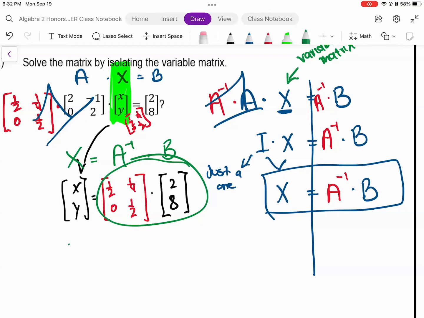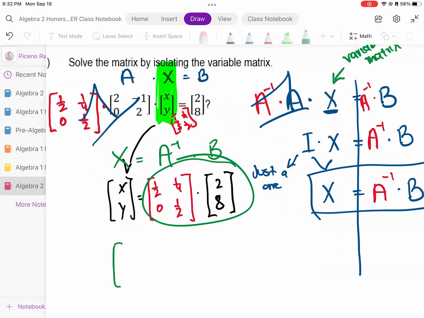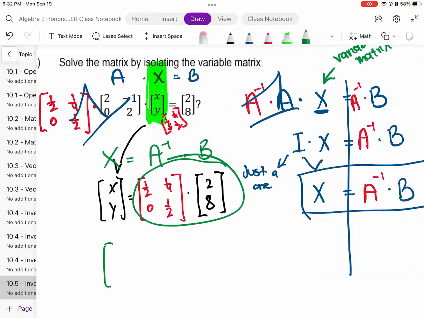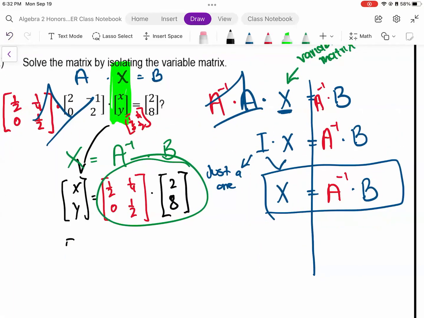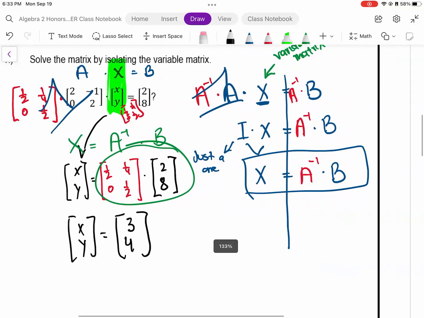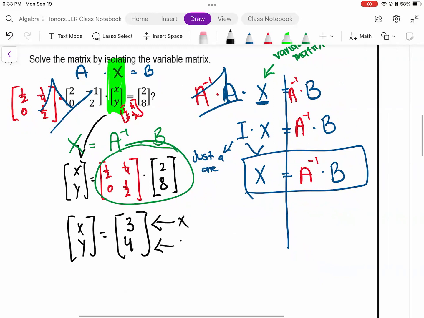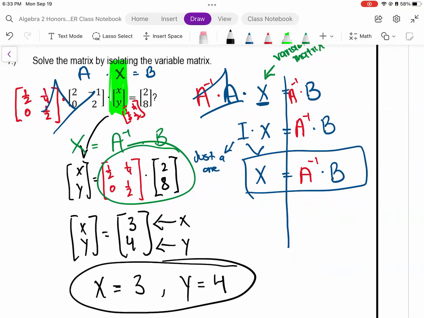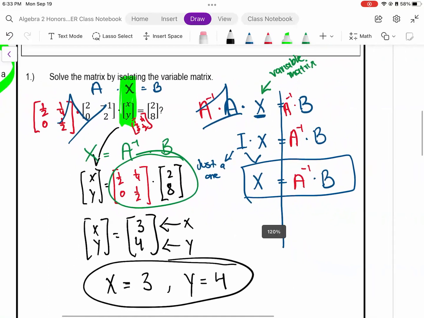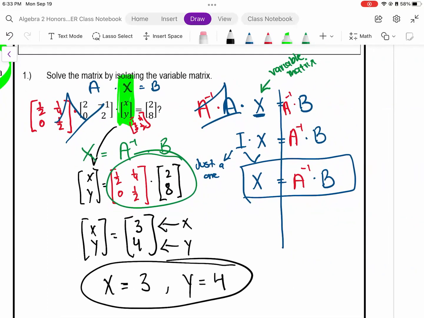Now that I did that with the calculator, it seems like the result, oops, sorry, hit the wrong button. It seems like the result will be our variable matrix is equal to 3 and 4. And if you match the letter, that represents your X and that represents your Y, which means X is equal to 3 and Y is equal to 4.